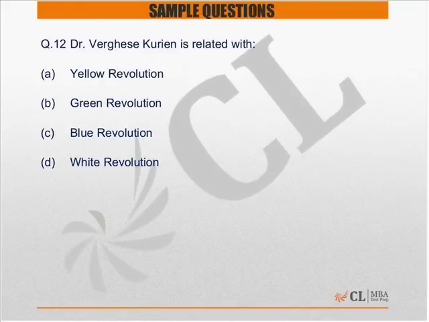Blue Revolution is related with fishery. Increased production of fish and sea products. Blue Revolution. White Revolution is related with milk production or the Operation Flood. Dr. Varghese Kurian, founder of Amul, founder of IRMA, is known as father of White Revolution or Operation Flood. And by his tireless effort, India stands one in the world in the production of milk.